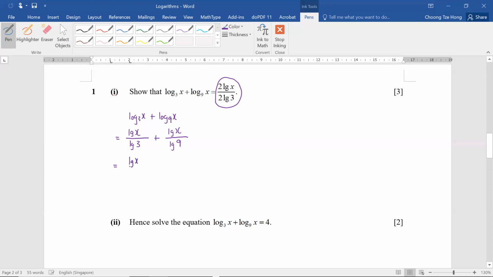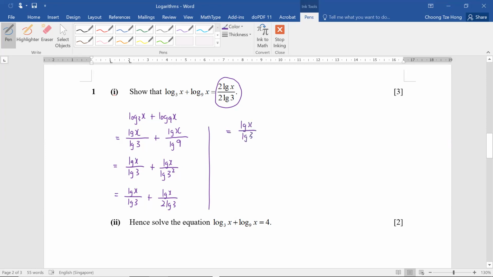What you should recognize for logarithms is you can always do this: 9, we can always change it to 3 squared. Then you should recognize that now we can use the power law to bring the 2 in front. So you have 2 log 3. So now both bases have log 3 already.